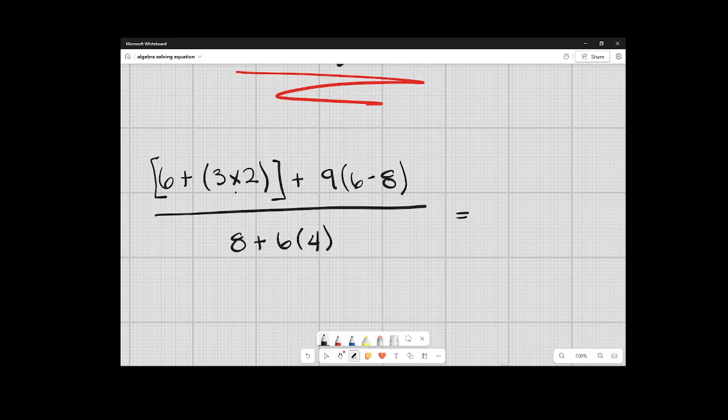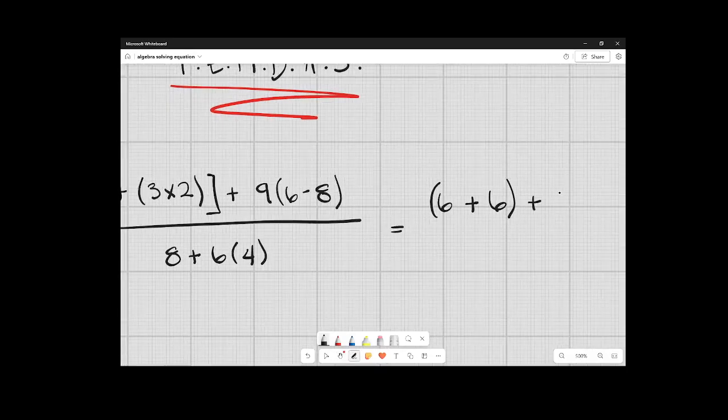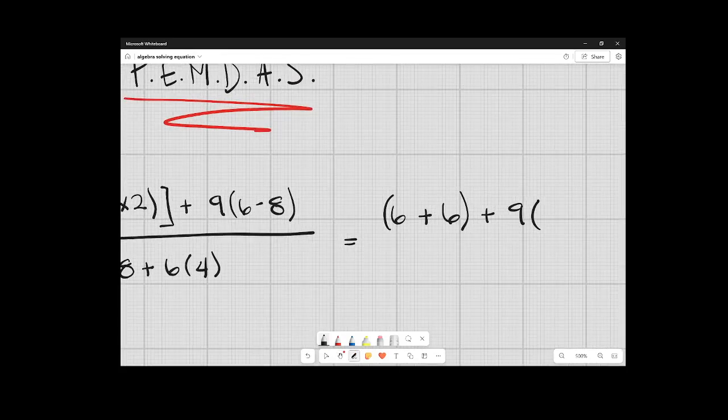Okay, well, I'm going to dissolve this inner parentheses, right? So it's going to be 6 plus whatever this is. So that's 3 times 2. That's going to be 6 plus 6. Now I still have these outer parentheses, so I'm going to keep these here. And then we're going to do plus 9 times, what's 6 minus 8? We want to evaluate this before anything.